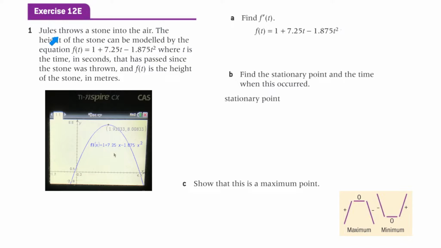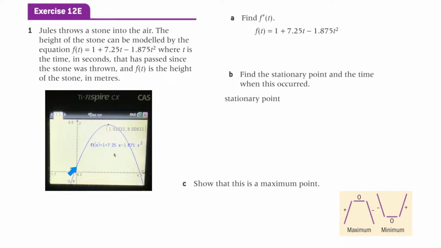Exercise 12E, 1. Joule throws a stone into the air. The height of the stone can be modelled by the equation, this one, where t is the time in seconds that has passed since the stone was thrown, and the function is the height of the stone in meters. So I've done this. The first thing that you should do with a question like this is put it in the calculator, have a look at the curve.